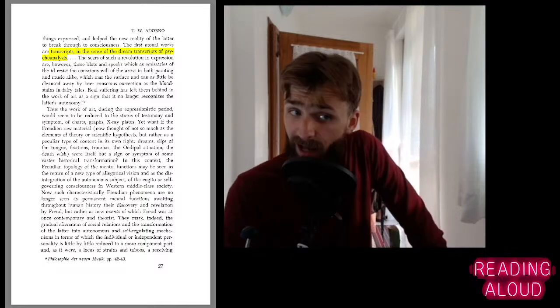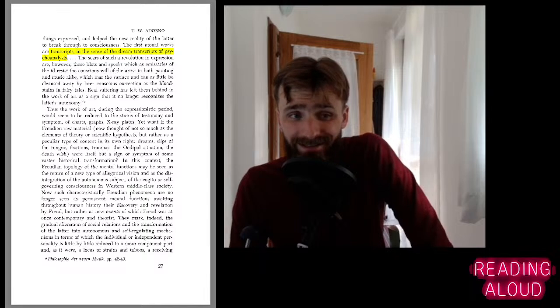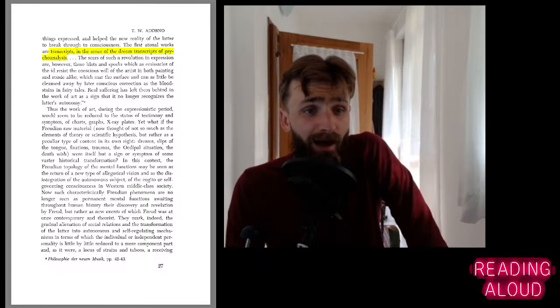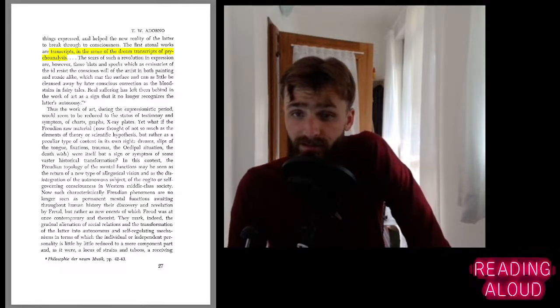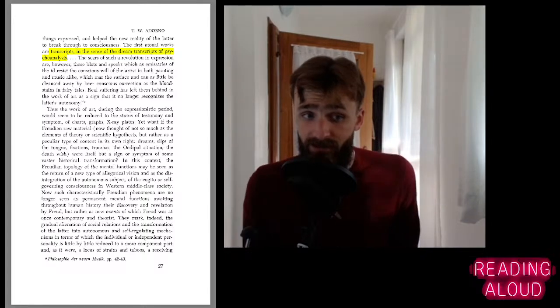The scars of such a revolution in expression are, however, those blots and specks which as emissaries of the id resist the conscious will of the artist in both painting and music alike, which mar the surface and can as little be cleansed away by later conscious correction as the bloodstains in fairy tales. Real suffering has left them behind in the work of art as a sign that it no longer recognizes the latter's autonomy." End quote. That was all a quote from Adorno.